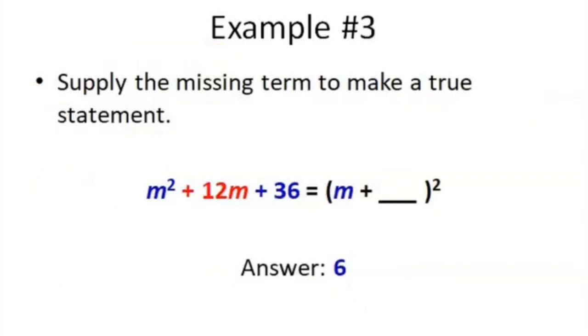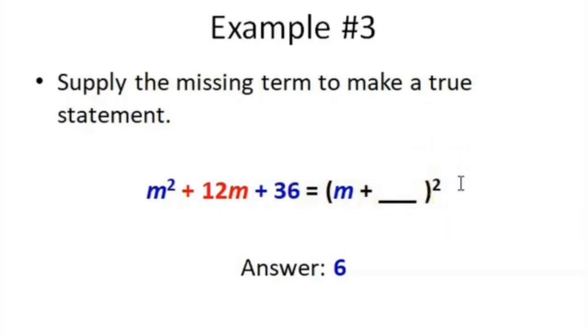Let's go to our example number 3, our last example. Supply the missing term to make a true statement. So I have here a trinomial. So this is a perfect square trinomial. We have m squared plus 12m plus 36 is equals to m plus blank square. So quantity m plus blank square.